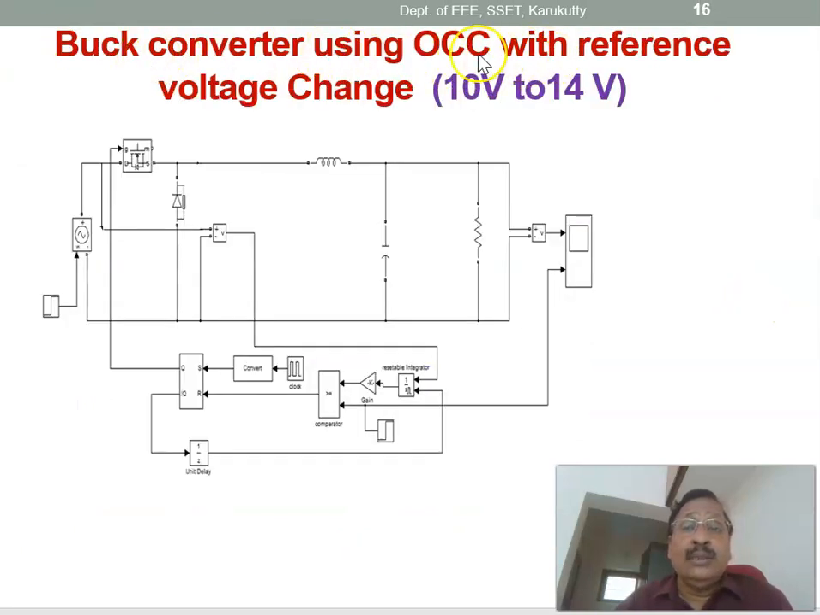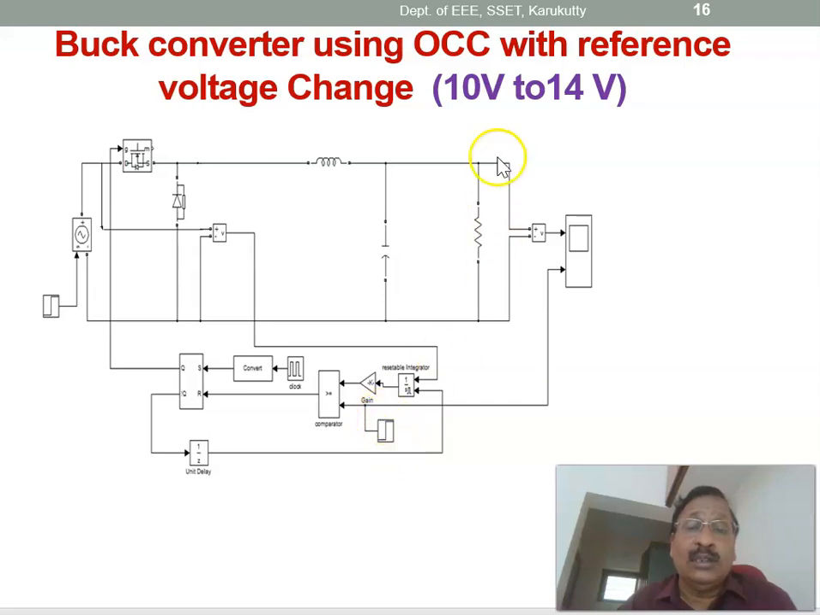Now, a buck converter using one cycle control with a reference voltage change. Here we are not disturbing the input voltage, but the required reference voltage we are suddenly changing from 10 volts to 14 volts. This is the power circuit of a buck converter, same as I already explained. The input voltage is sensed and given to the resettable integrator, and this is a gain which is already 10,000, because the frequency is 10 kilohertz and the time period is 1 by 10 kilohertz, or 0.1 millisecond. Based on that, K equals 10,000.